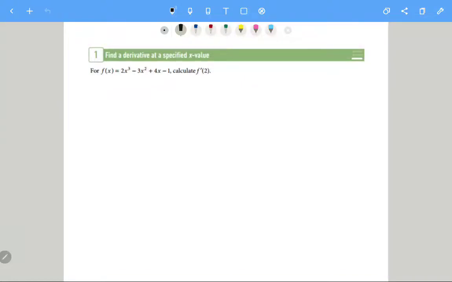Alright, so now that we've worked out how to do basic derivatives of polynomials, we're going to have a look at some applications of what we can actually do with it. So for this question, we're just going to find a derivative at a specific x value. So for f of x, let's find f dash of 2. So first of all, let's just find f dash of x.